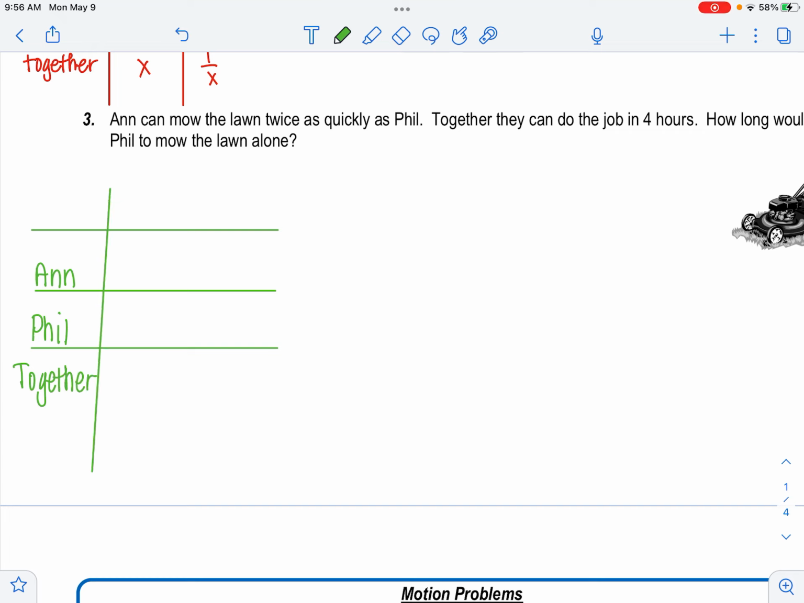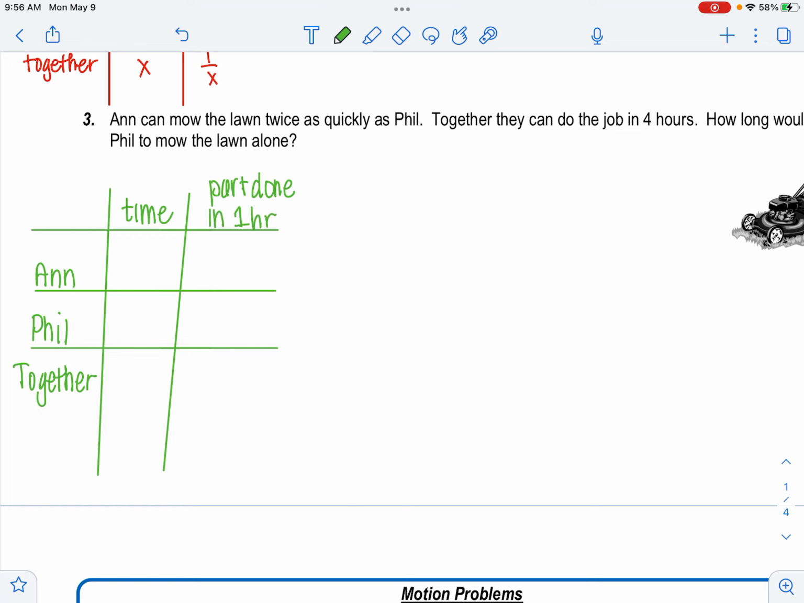All right, my vertical lines and then my 2 columns. The first one is time. And the second one is part done in 1 hour.